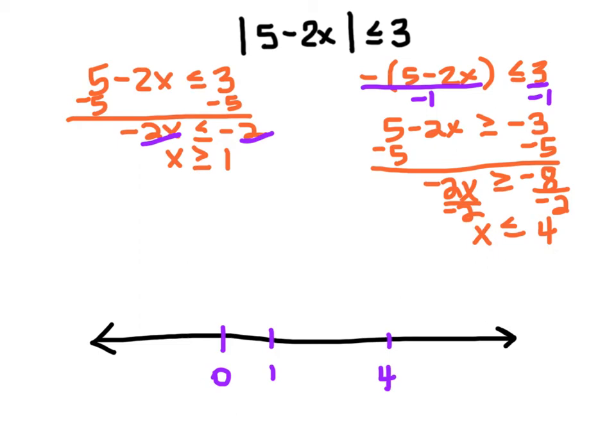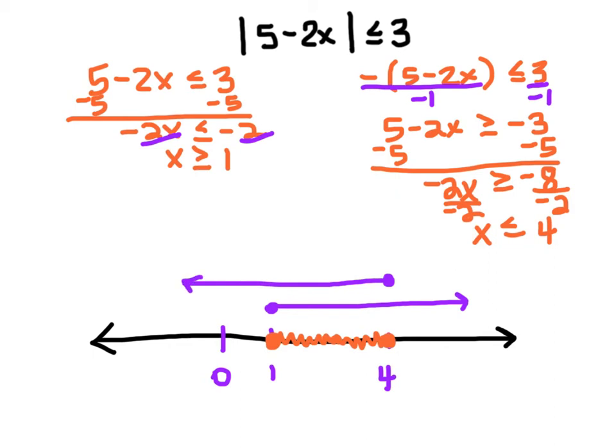Now, I want x to be greater than or equal to 1, but I also want it to be less than or equal to 4. So let's look at it a different way. I want x greater than or equal to 1, but it also needs to be less than or equal to 4. So the only place where they can be both of those is this region right here, where I have the orange highlighted.